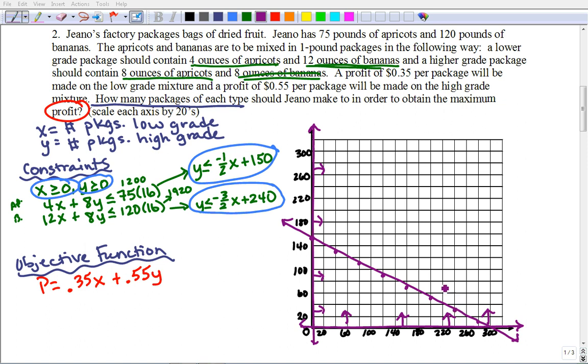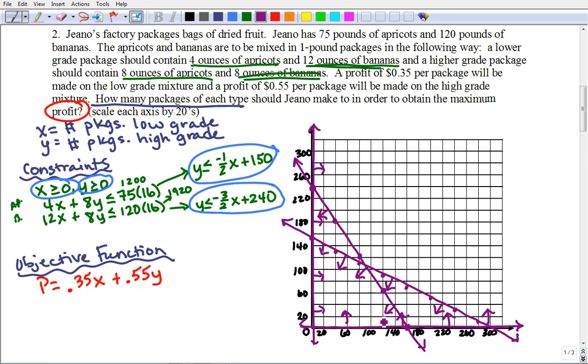And then for this one to shade, we'll be shading below because we have a less than or equal to, so we're going to be shading on this side of the line. Okay, and then the next one, negative 3/2 x plus 240, so my y-intercept is 240, and my slope will go down 3 over 2, and connect that one. So we'll be shading less than or equal to, so below this line. So I'll put my arrows going that direction.